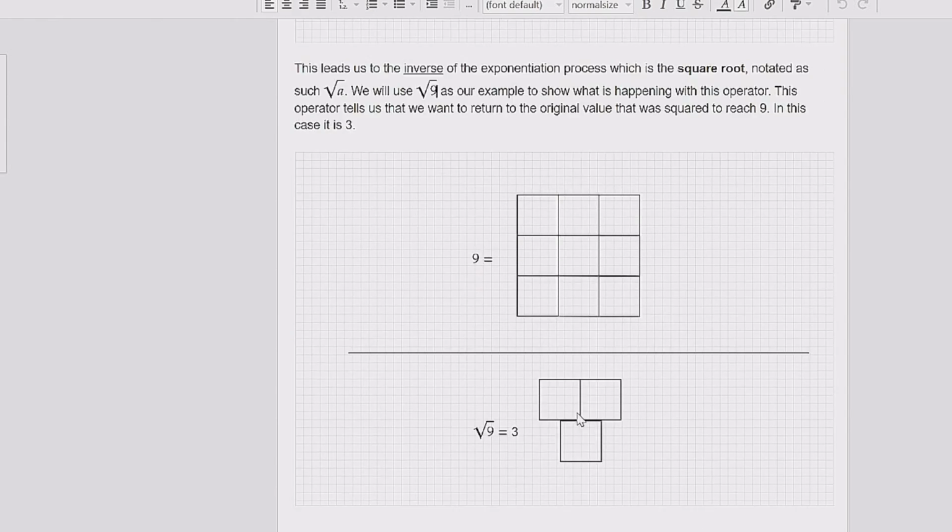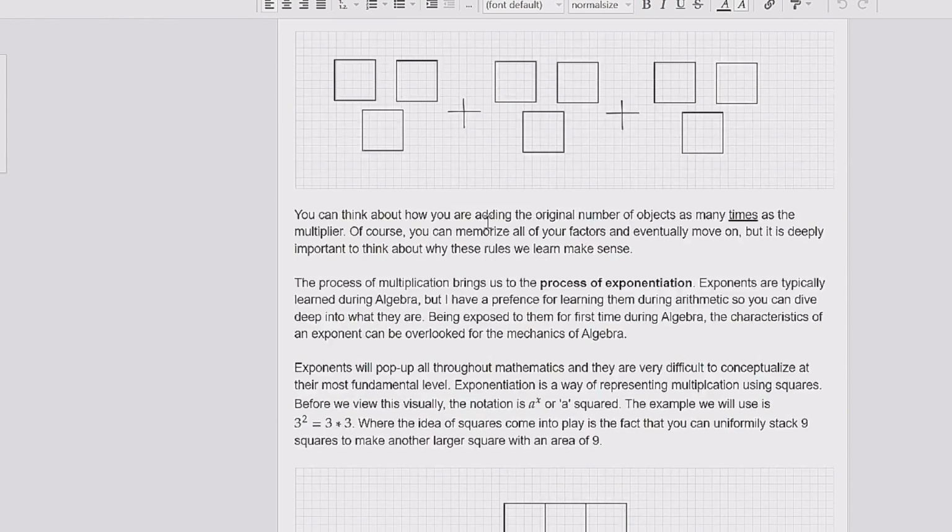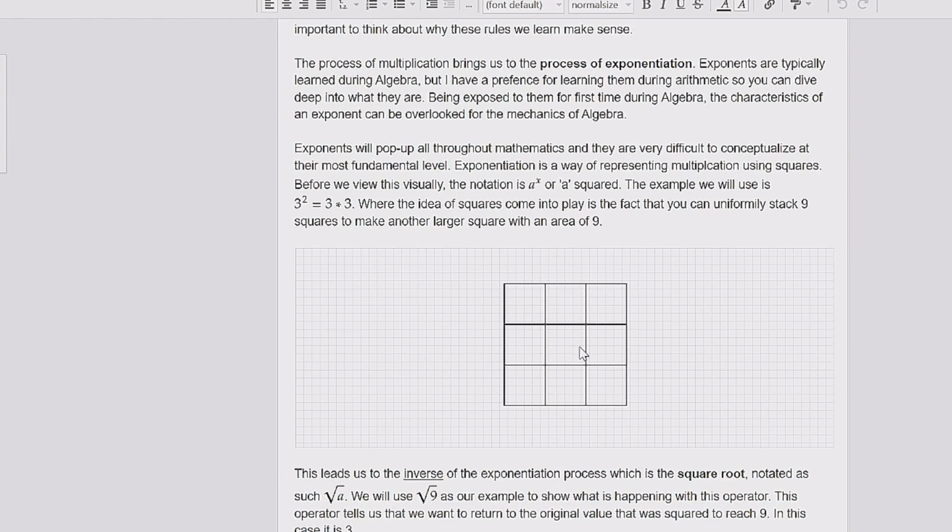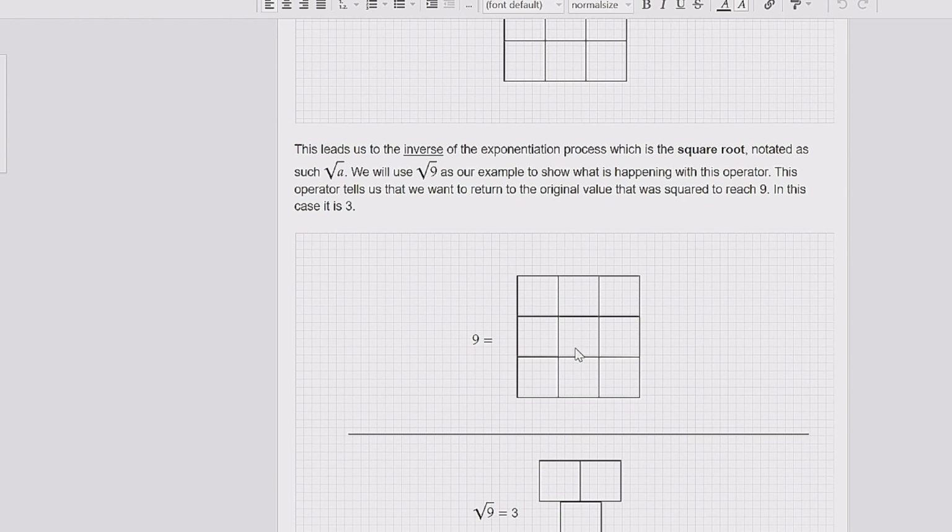And so we have our original here, and the square root of 9 is 3. So we're just doing the inverse. When we squared something, we took 3 squares and made it 9. When we take the square root, we took 9 squares and made it into 3. We are doing the inverse.